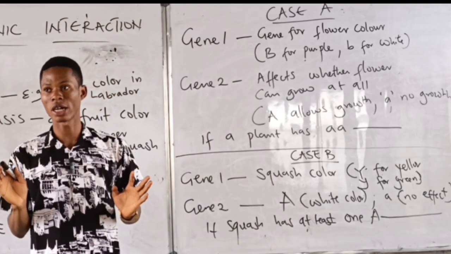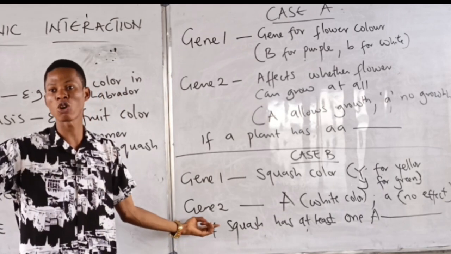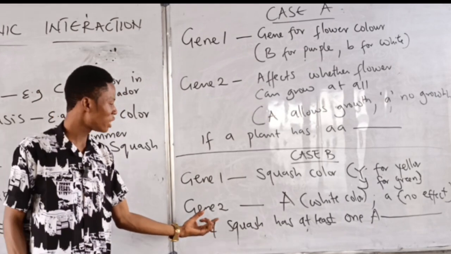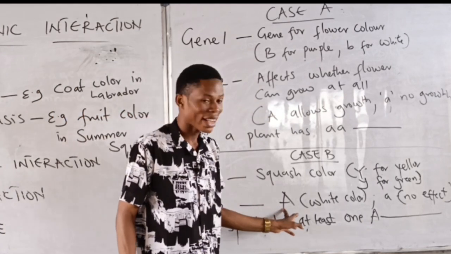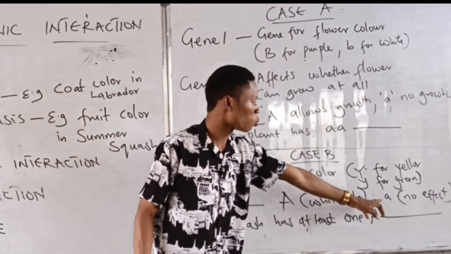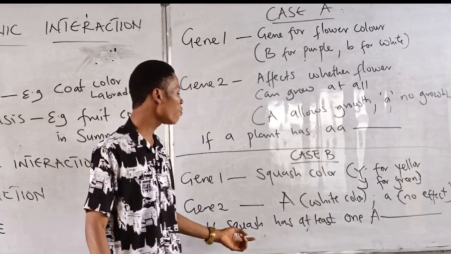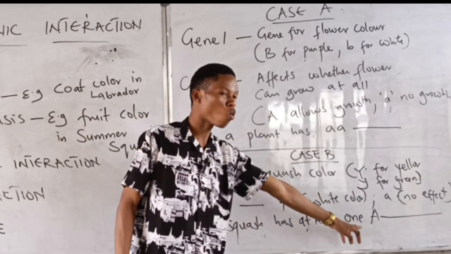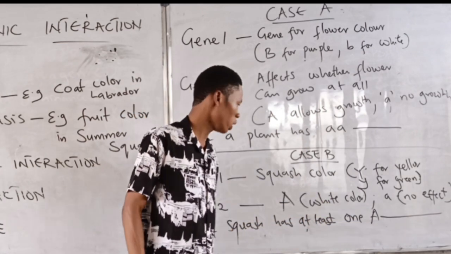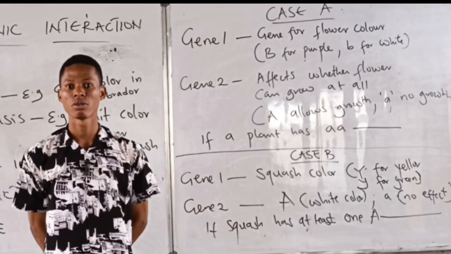Now, that is if there is no gene interaction. But that same plant has another gene somewhere else on a different locus. And this gene, capital A, is for white color. Small a has no effect. Now, if the squash has at least one capital A, what will happen? You can tell me what will happen.